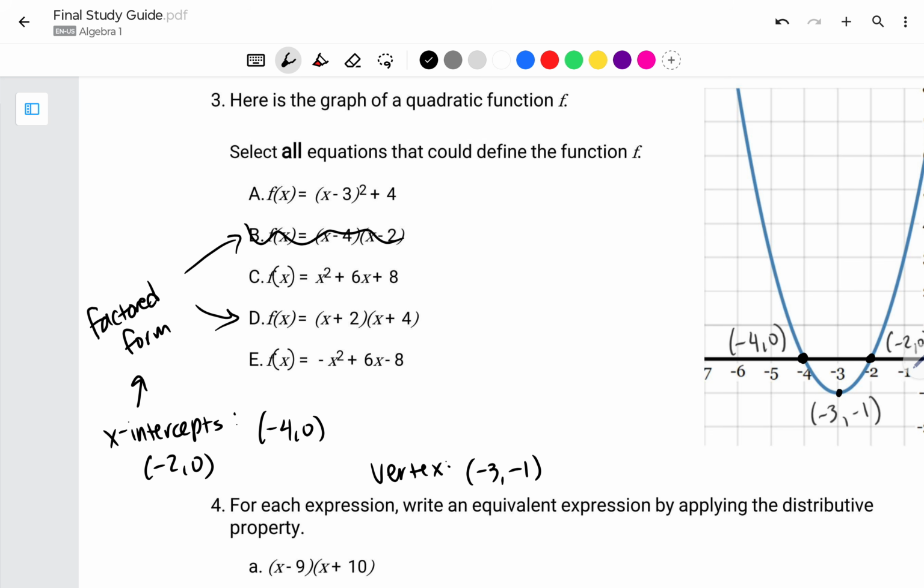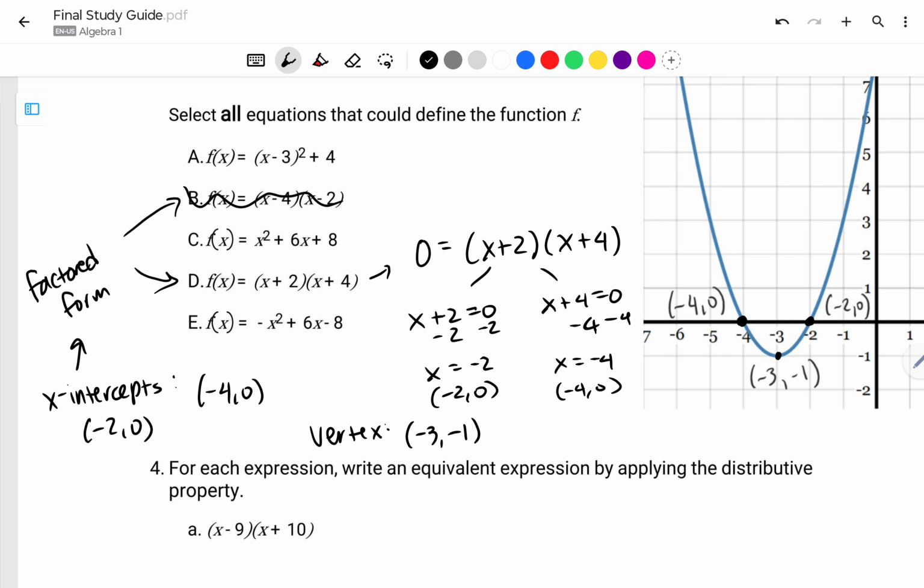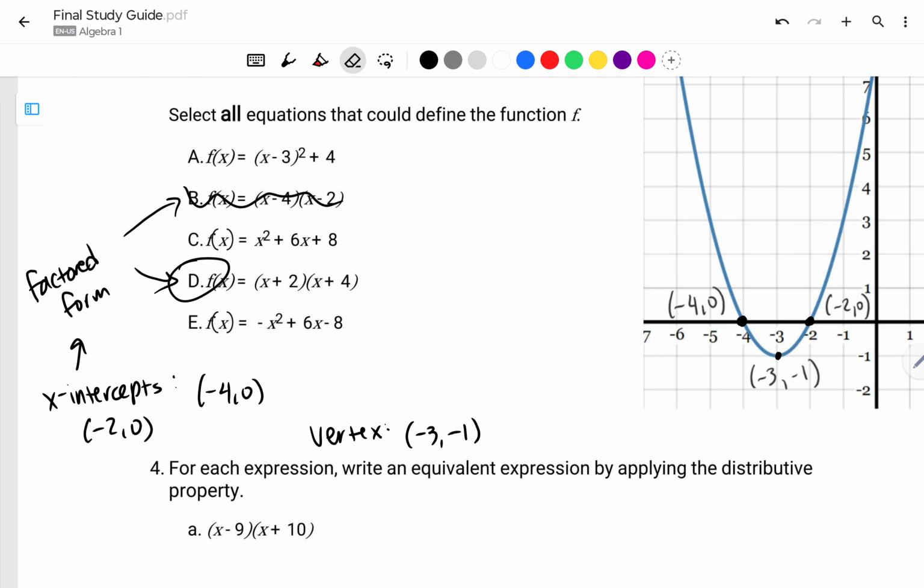Let's check this one. If I set this equal to 0, x plus 2, x plus 4, again, I can split them up. X plus 2 equals 0, x plus 4 equals 0, minus 2 minus 2. Then you get x is -2, minus 4 minus 4. You get x is -4. This tells me I have an x-intercept at -2 and 0, and then another x-intercept at -4 and 0. So yeah, this one's good. Okay, so this one represents that graph, that parabola for sure.